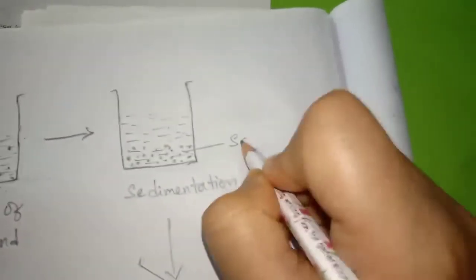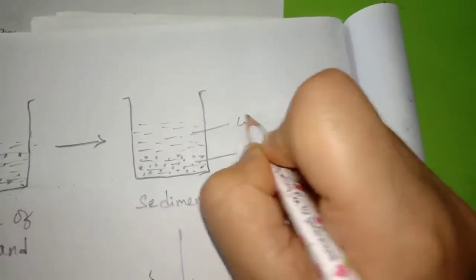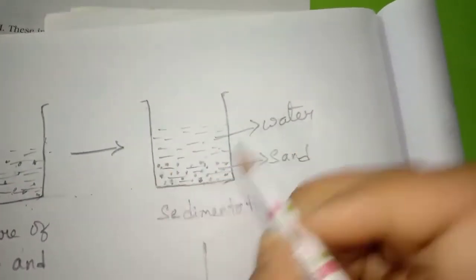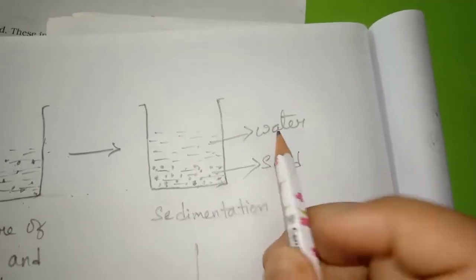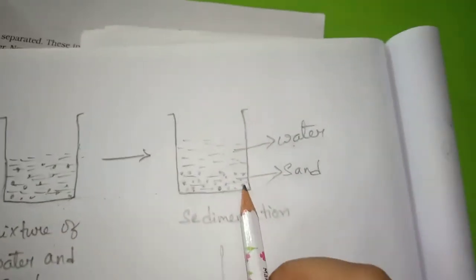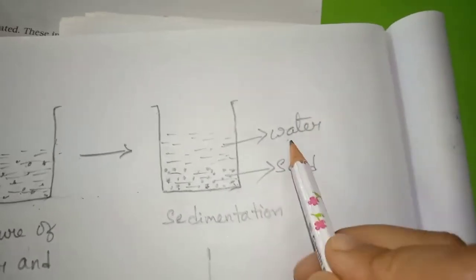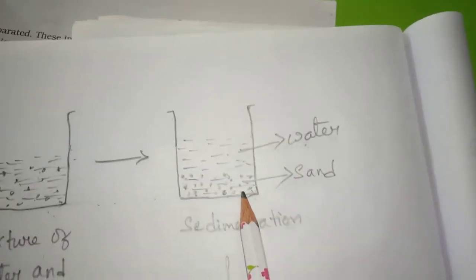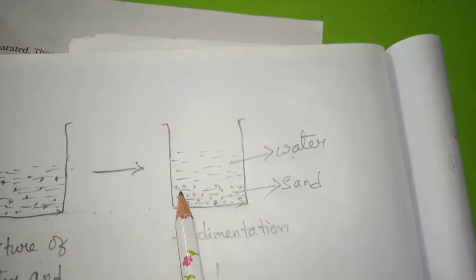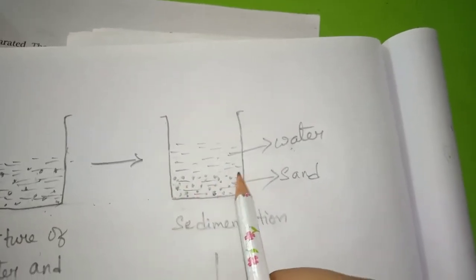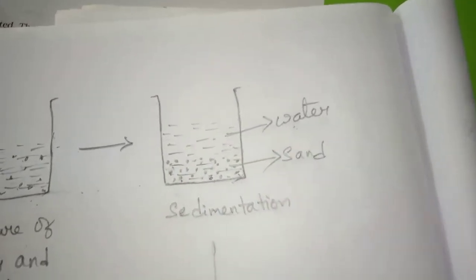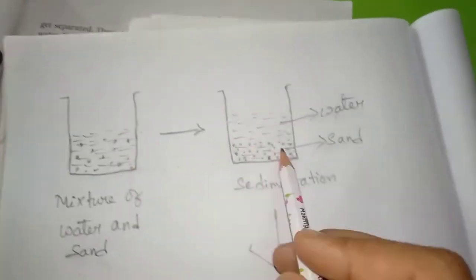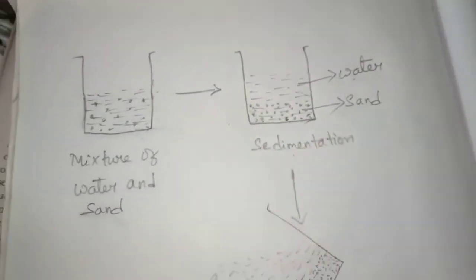So this bottom layer is all sand particles, and this is water. The sand is getting settled at the bottom. Why? Because the sand particles are heavier than the water molecules, so they are getting settled at the bottom. This settling down of the heavier component or heavier particles is called sedimentation. So this is an example of sedimentation.